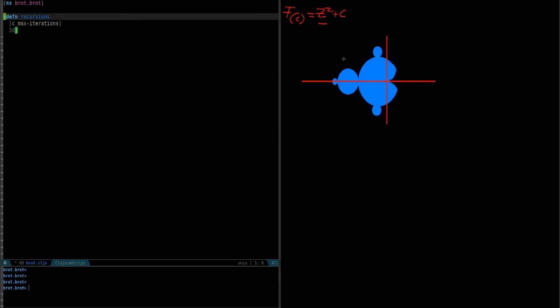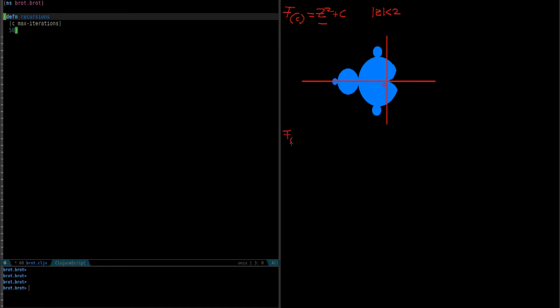So, for any point c here in the complex plane, it is considered to be part of the Mandelbrot set if, after recursively iterating this function, the absolute value of z stays below 2. Let's give an example, an easy one, here on the real axis: 0, which we can see is part of the Mandelbrot set.